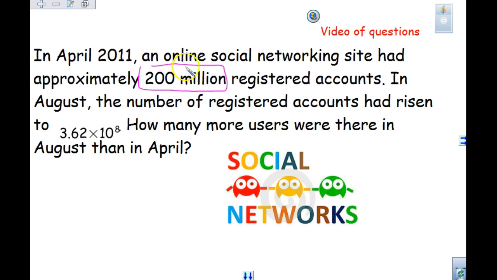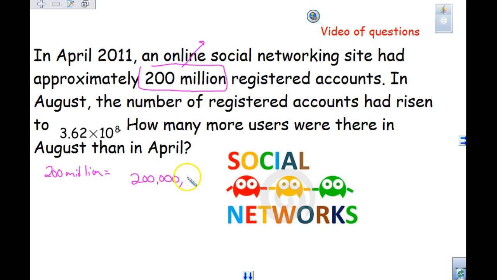First off, 200 million. What does that look like? First, let's write out 200 million right here. Let's write it out in standard form. Okay, so write that out in standard form, right?